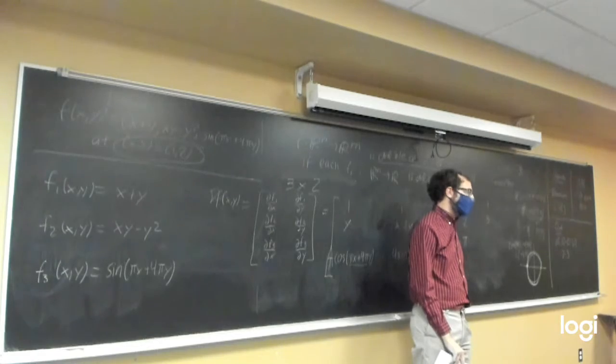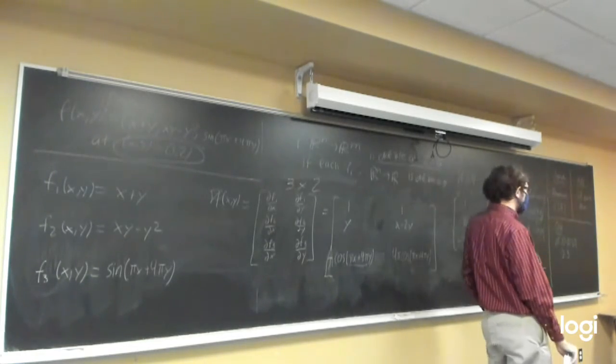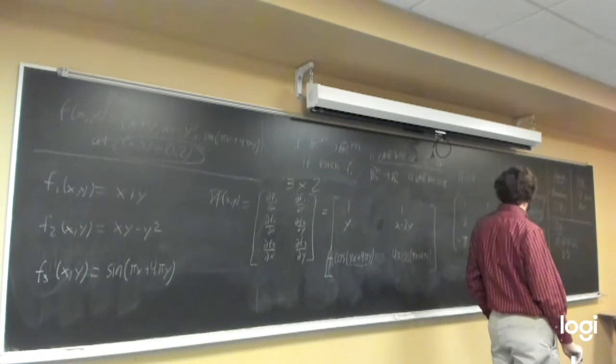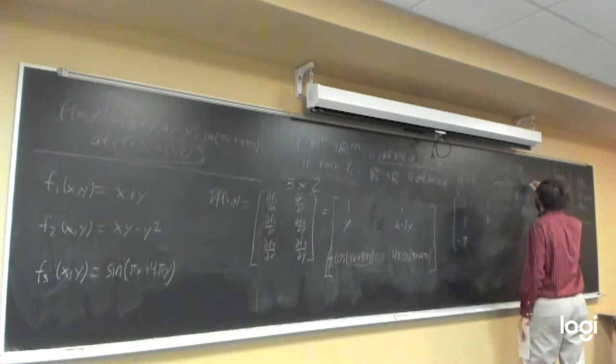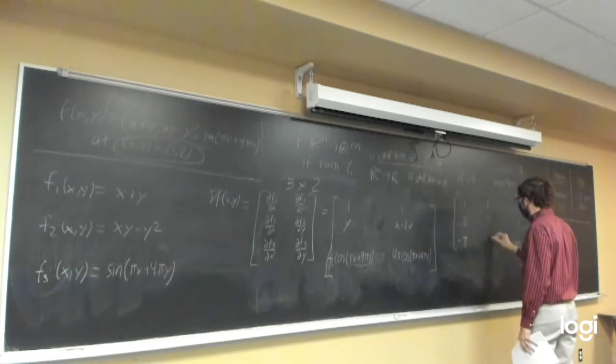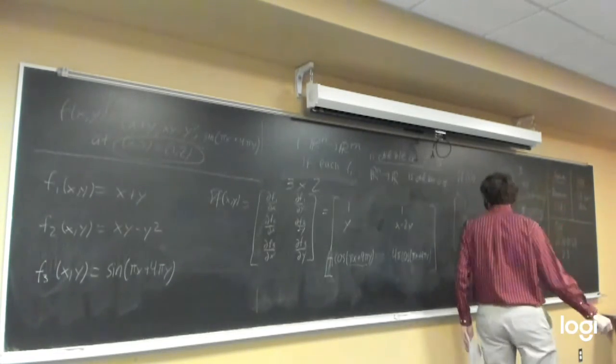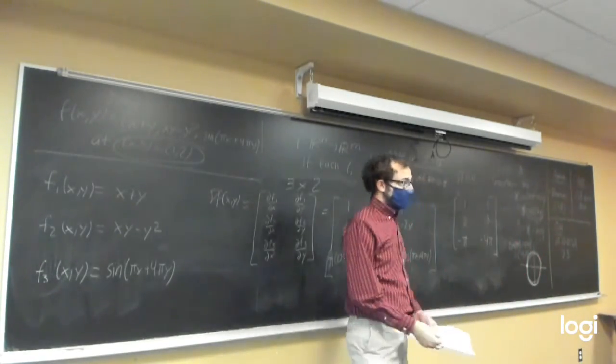Negative 4 pi. Yeah, cosine of 9 pi is still negative 1. And then if you multiply that by 4 pi, we'll end up with a negative 4 pi. And there we go. That's going to be our derivative matrix.